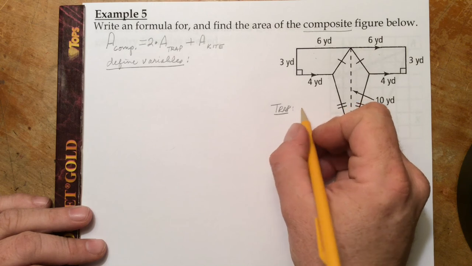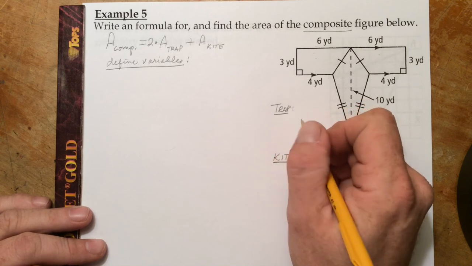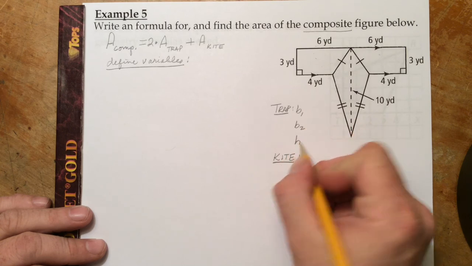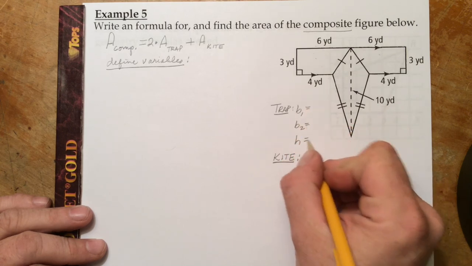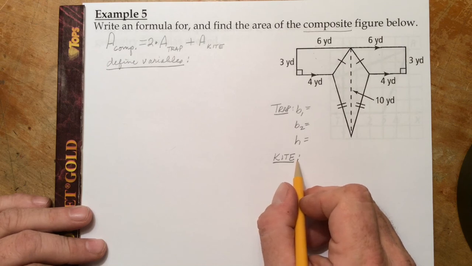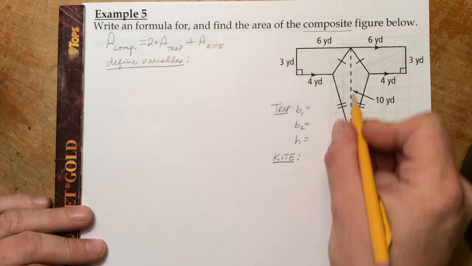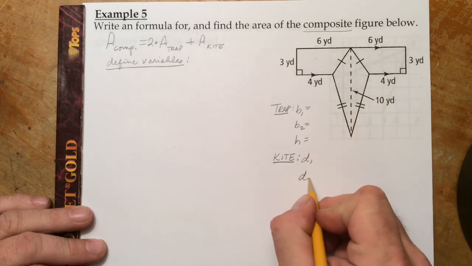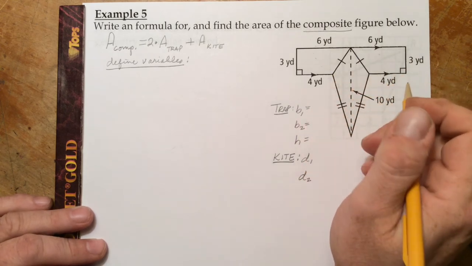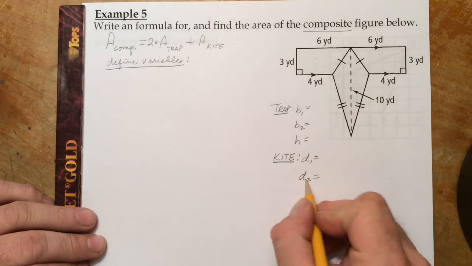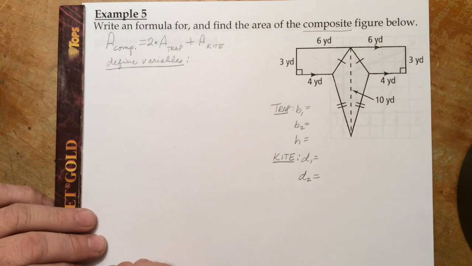In the trapezoid, remember we've got two bases and a height. So there's B1, there's B2, and there's the height. And then in the kite, we use diagonals to find them. We've already got one diagonal drawn here, D1, but then there's another diagonal that we're going to need to draw and figure out. So D1 and D2. Notice none of these variables are the same. So let's go through and figure out which is which.